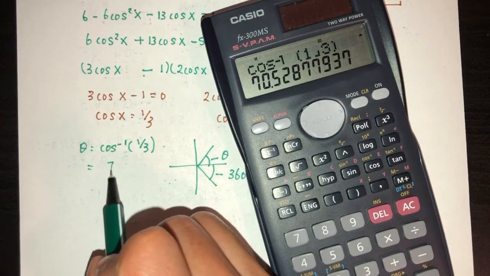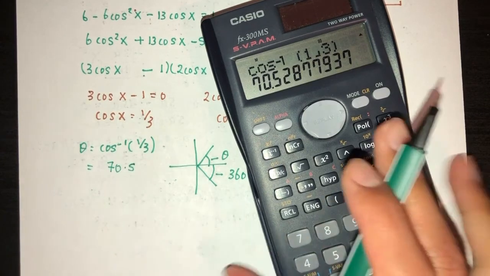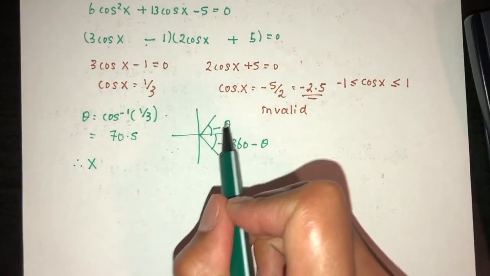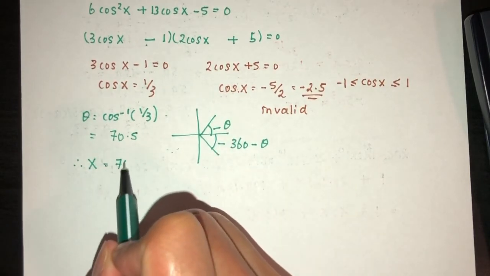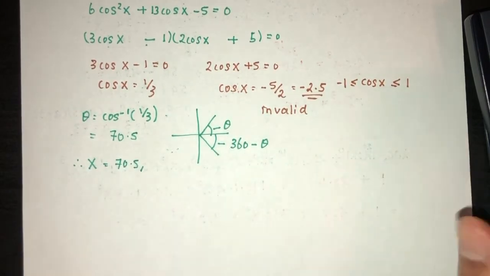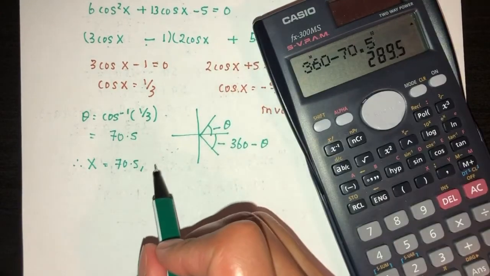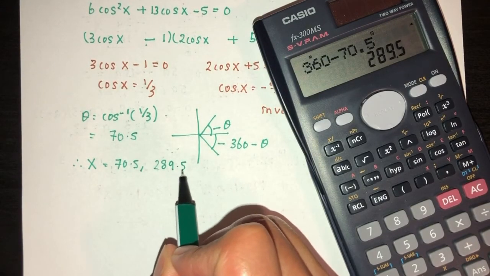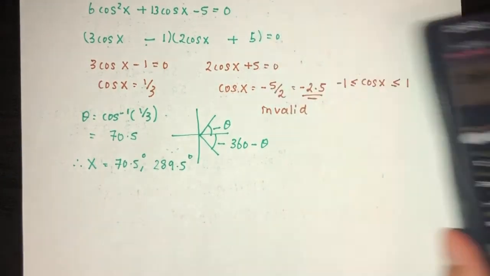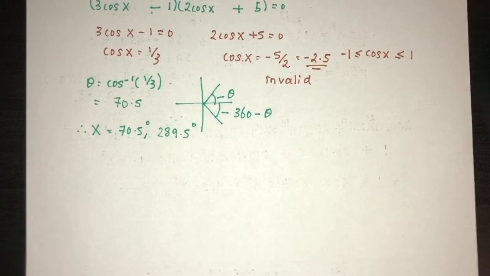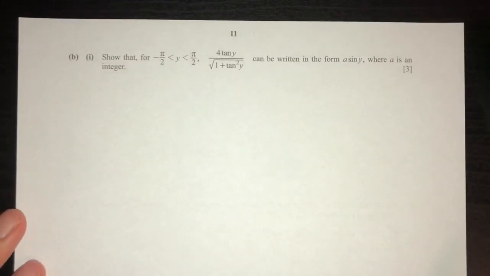That will be 70.5. So now the value of x, as you can see from your quadrant, it is theta, which is 70.5, and it can be 360 minus 70.5, that should be 289.5. So you have two values for x. That is part A of the question. Now let's move on to part B.